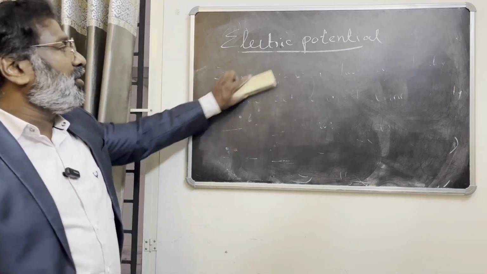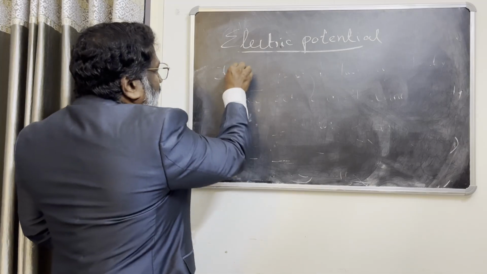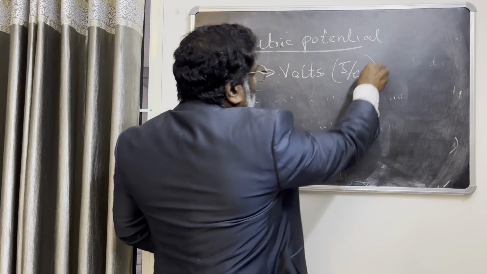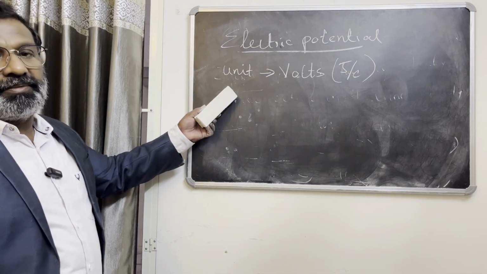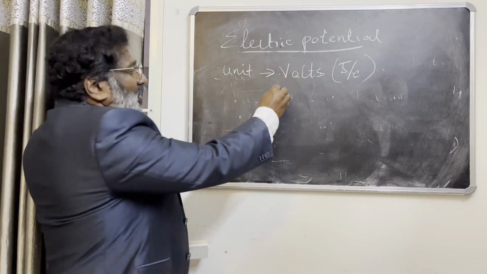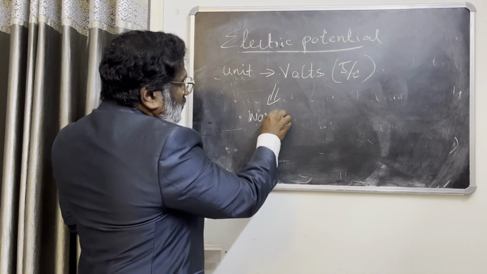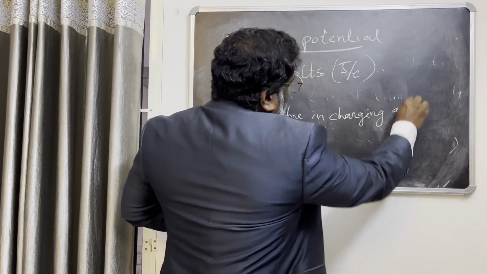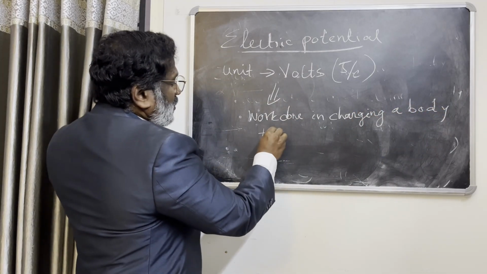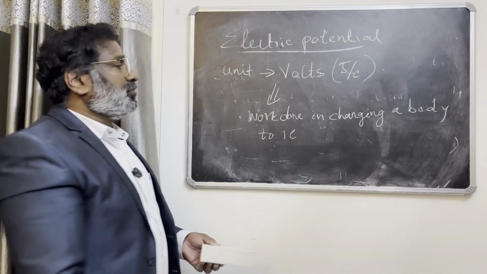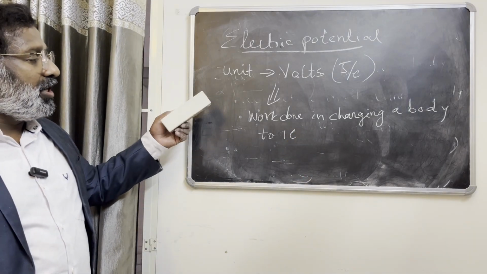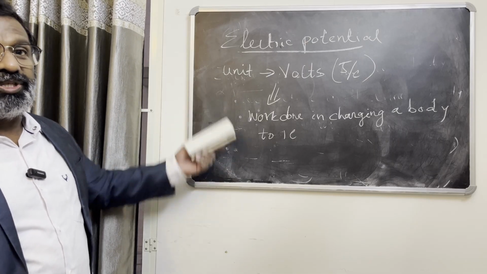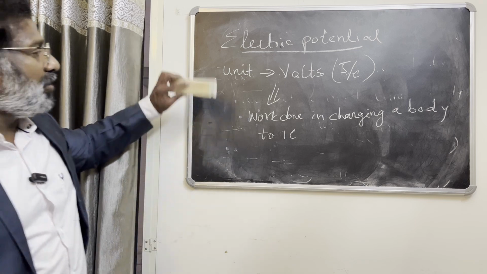Now how will you define the unit for electric potential? What is the unit? Volts. This is otherwise called joules per coulomb. How will you define it? Work done in charging a body to 1 coulomb. If 2 joules of work is done in charging a body to 1 coulomb, then the electric potential is 2 volt. You got it? Okay.